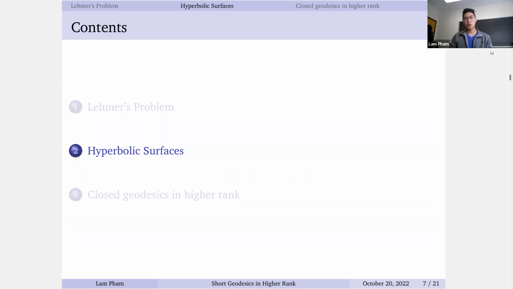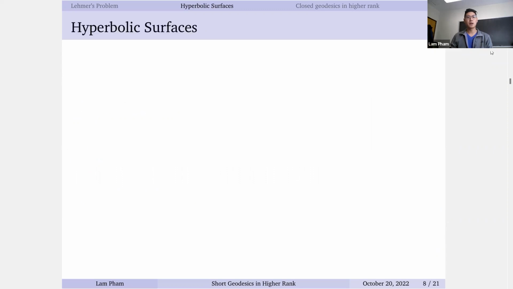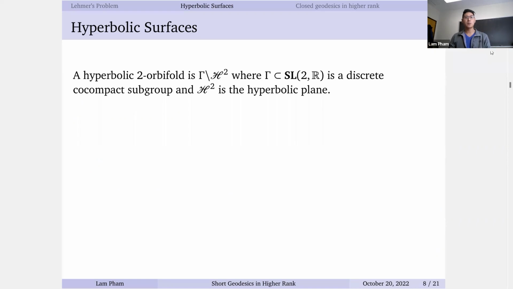Now I'll switch from the number theoretic to the geometric aspect of this work and mention a few things about hyperbolic surfaces. A hyperbolic 2-orbifold is a quotient of the hyperbolic plane by a discrete co-compact subgroup of SL2R. If you want to have a surface, you have to take a torsion-free subgroup, but I'm happy with a discrete subgroup of SL2R.